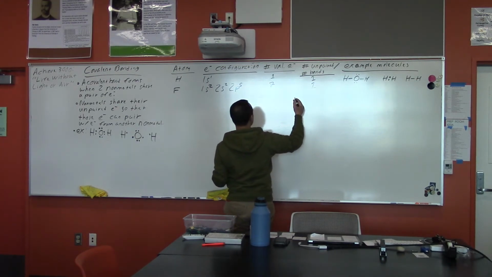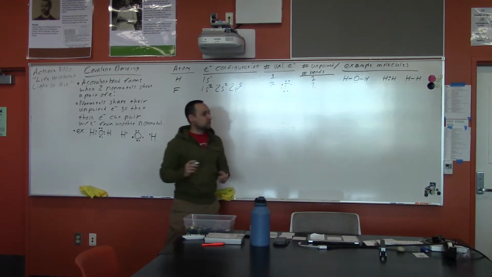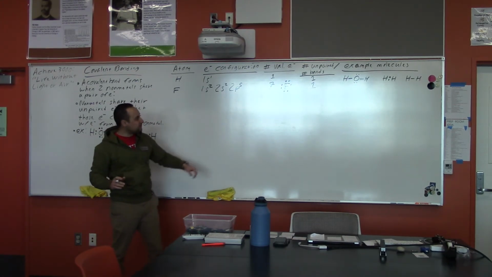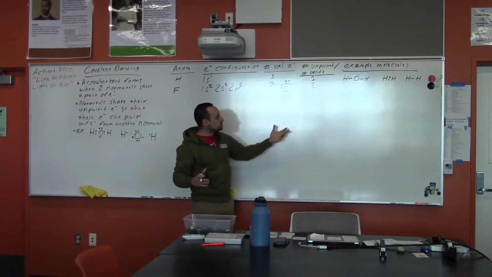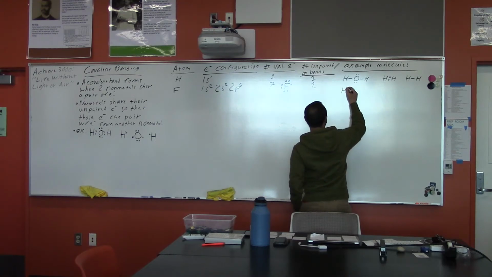So when you draw the Lewis structure for fluorine, you draw F with 1, 2, 3, 4, 5, 6, 7 valence electrons, okay? You draw it like that. It's good to just put that little guy in there. 7 valence electrons represented this way, only one of them is unpaired, so it can only make one bond. So when fluorine bonds to hydrogen, you get HF.